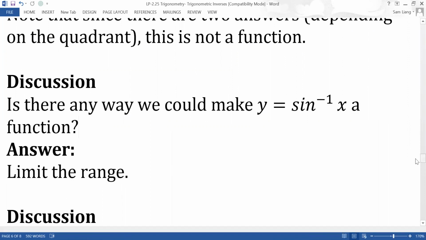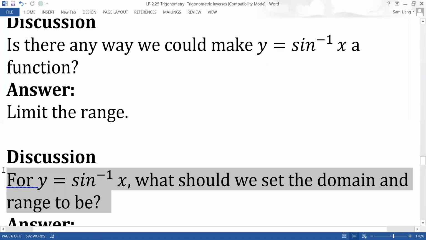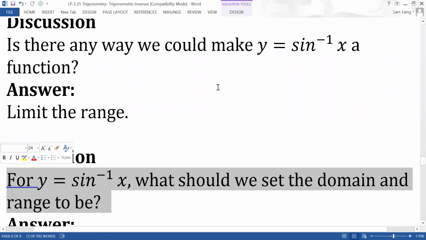And with that, let me ask you this follow-up question. For arc sine, what should we set the domain and range to be? Okay, so think about that for a sec. For the domain, let me give you a hint. If you remember inverse functions, if a function has an inverse function, then the domain and range switch.